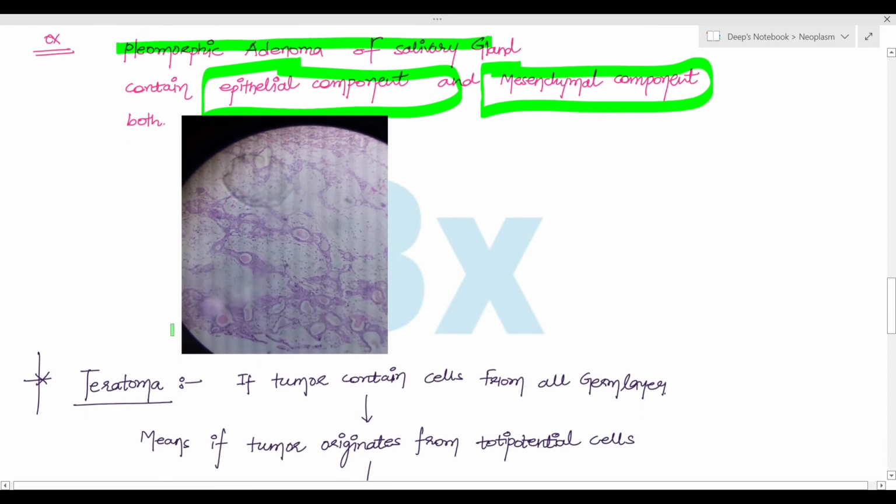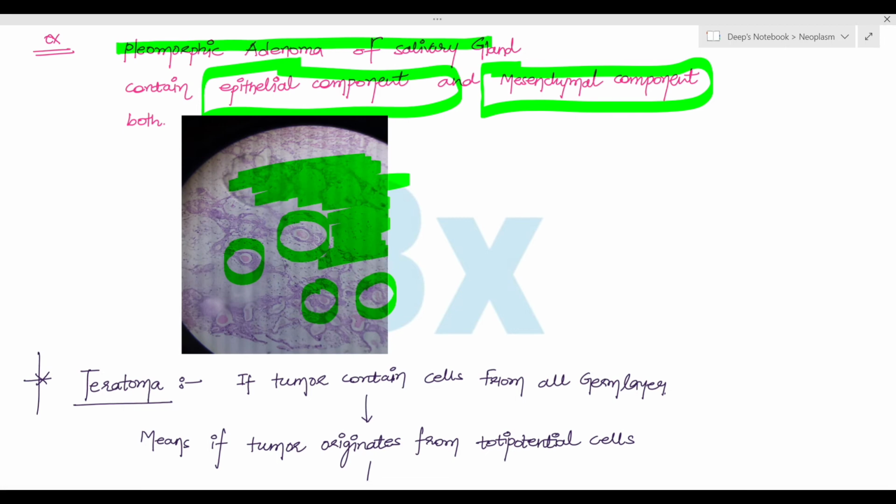So we can see the histological picture. This part, you can see, is tubule-like. These are the epithelial part of the tumor. And this is the stroma. This wall is a stroma, and this stroma is a mesenchymal component. So the pleomorphic adenoma has both types of component, epithelial and mesenchymal. So the neoplasm contains two types of cells, two types of differentiation. Then it's called a mixed tumor. So pleomorphic adenoma of the salivary gland is a type of mixed tumor.